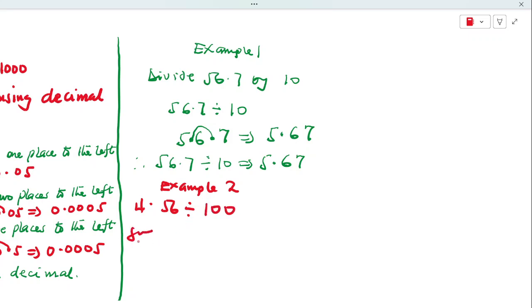So solution, we have 4.56. Then you stand on the decimal point. Because you are dividing by 100, you move the decimal point 2 places to the left. So you stand here, you move 1, 2. The decimal point is now here. Fill the empty space with 0. You write 0 for the decimal point. So this gives us what?